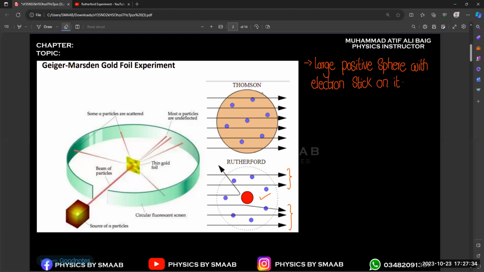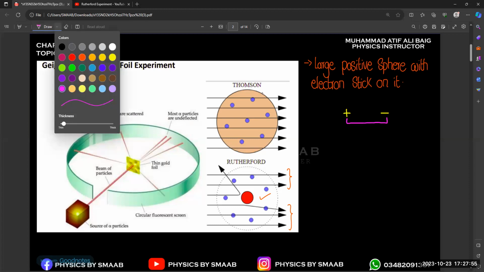They will be neutral. Basically, the question is, if there is a positive terminal and there is a negative terminal also, and you take a wire and connect it from the positive to the negative terminal like this, so what will happen? You get a circuit, right?